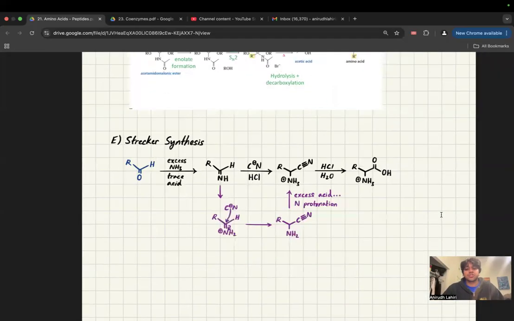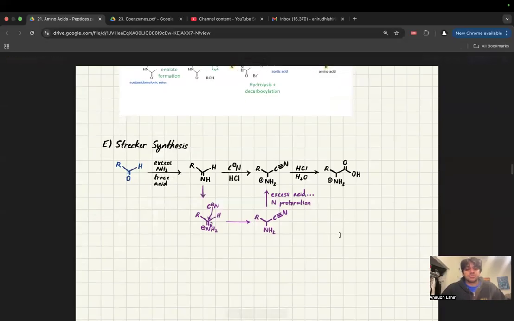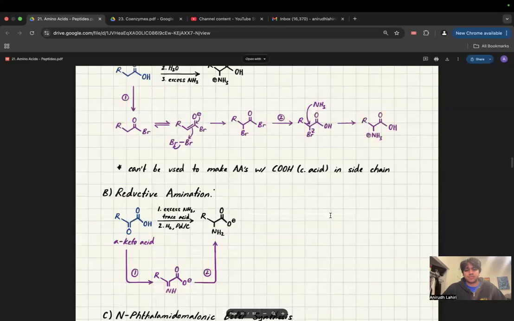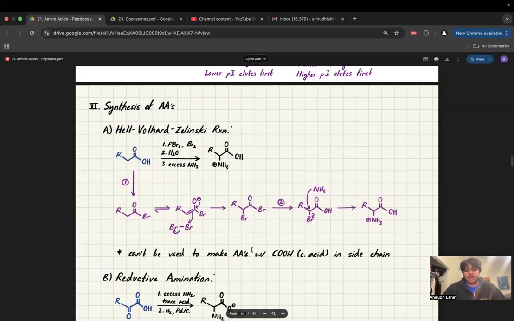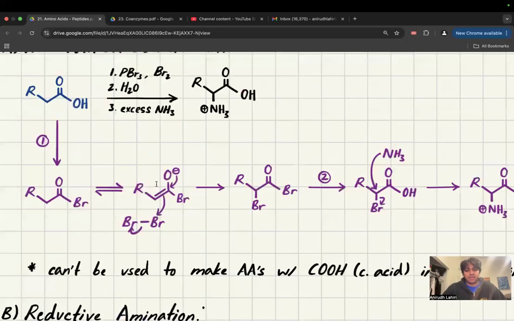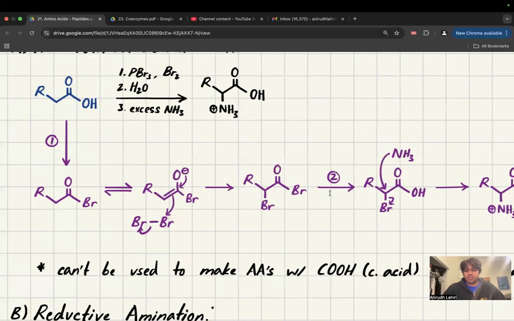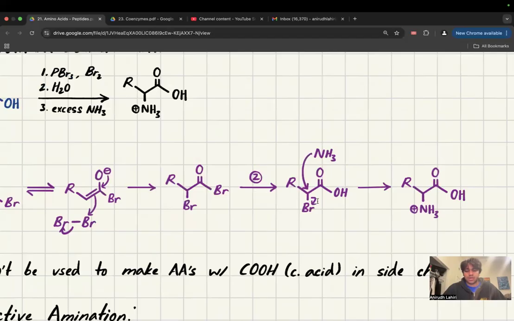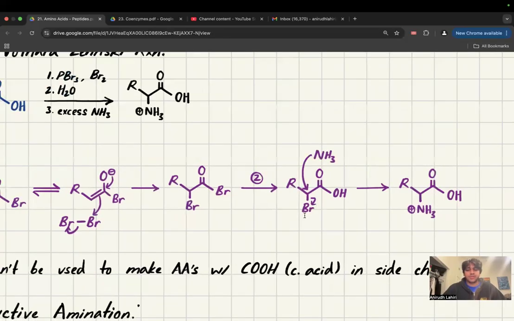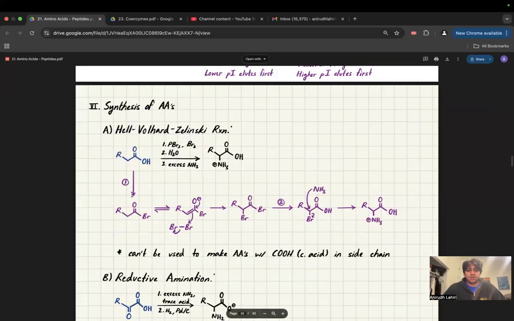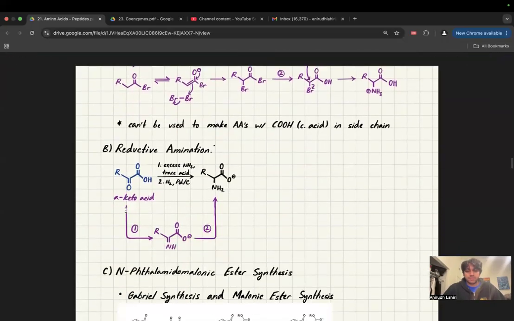Cool. Strecker synthesis. I think this is the most useful method for synthesis, and it might become rather obvious later on why. A lot of these synthesis methods have issues. For example, HVZ can't be used to make an amino acid with a carboxylic acid in its side chain, and we can see how that would be the case, right? Because the whole shtick of this reaction is we're transforming this carboxylic acid into two places to install Brs, and then we replace one of the OHs with the Br to restore the carboxylic acid, but then we add an amine here, and we only want to add one. We don't want to add a second one. If we had a carboxylic acid within the R group, we wouldn't be able to do it.